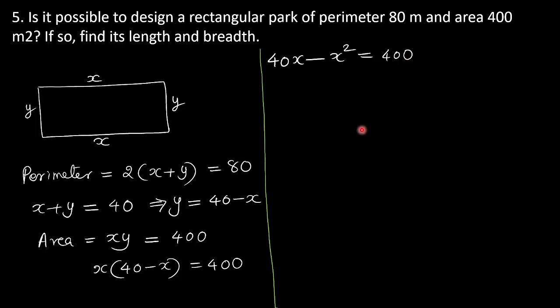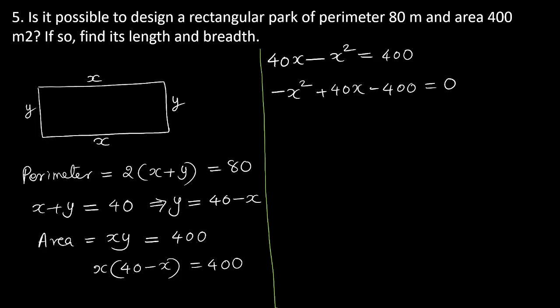Let me do one arrangement. This 400 is taken to the left hand side. On the left side there is minus x square, and there is 40x, and this 400 goes to the left hand side: minus 400 is equal to 0.